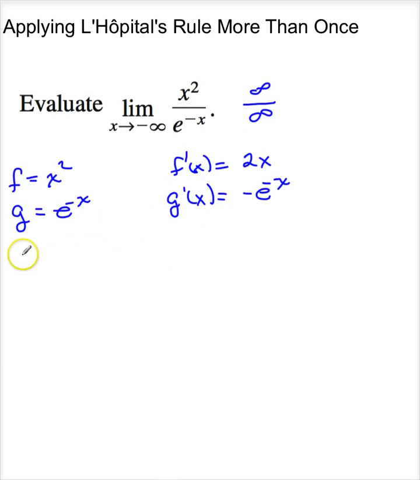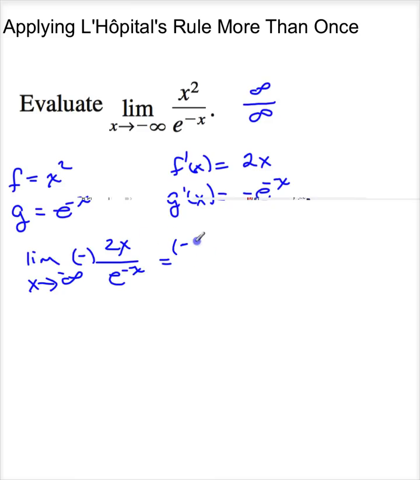So when I plug this in, it becomes the limit as x approaches negative infinity of 2x divided by, and we're just going to pull that minus sign out here, e to the minus x, which again, the negative sign is kind of irrelevant here. I'm going to pull it out. So this is minus infinity divided by infinity. So basically it's indeterminate.